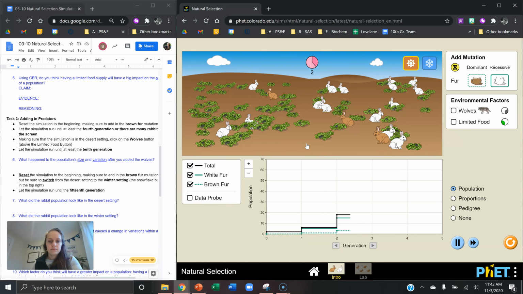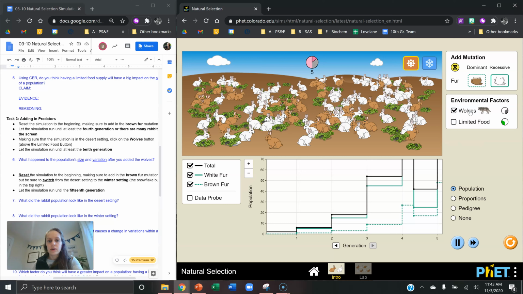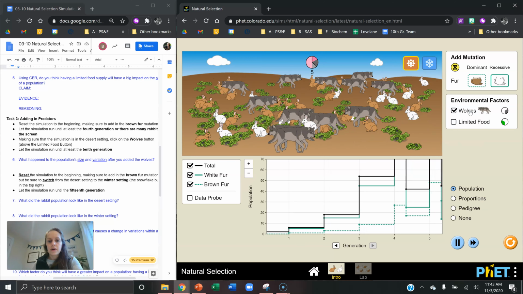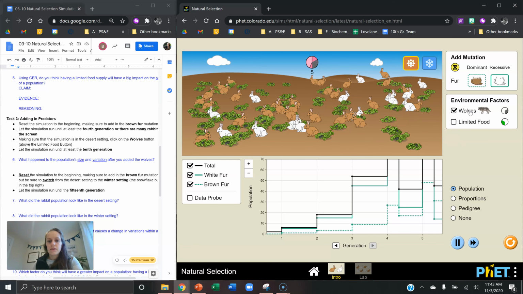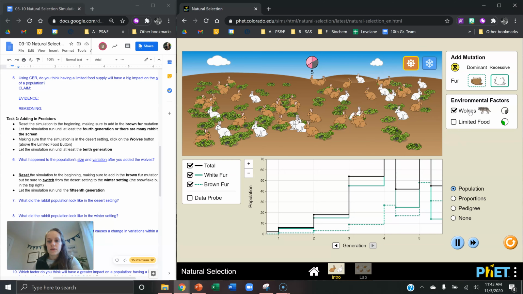And then at the start of the 4th generation, I'm going to click the wolves button to add in a predator. Okay, and so now we'll observe what happens. And again, on our timer, we can see that the wolves are only present for part of each generation's time.